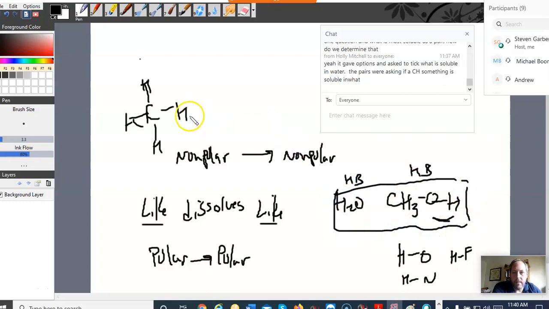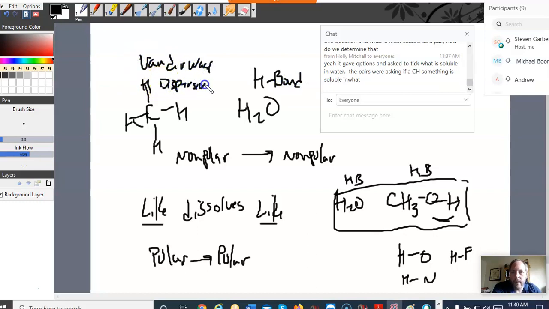But if I took methane and water, this has hydrogen bonding, but this has van der Waals forces, or the dispersion forces, I guess is how we talked about it. Since these are not the same type, these would be insoluble in each other, because you have something very nonpolar and something very polar. Remember, like dissolves like, but here I have nonpolar versus polar. These would not be soluble.